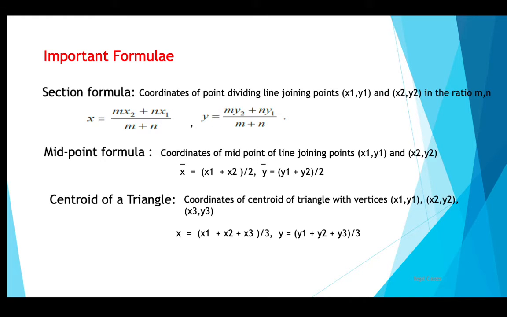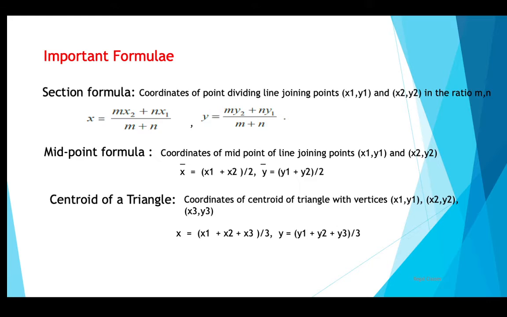Section formula: if P is the point which divides AB, with points x1 y1 and x2 y2, in the ratio m is to n, then the coordinates of P are x is equal to mx2 plus nx1 divided by m plus n, and y is my2 plus ny1 divided by m plus n. Very simple to remember. M, you take with x2, the second point. Similarly for y, and n you take with the first point.